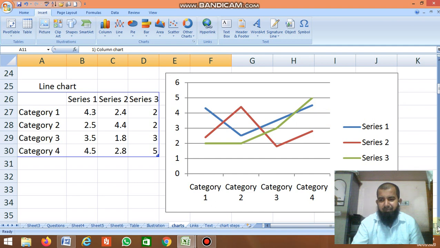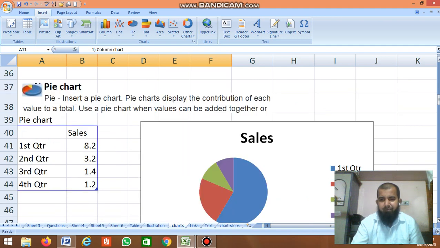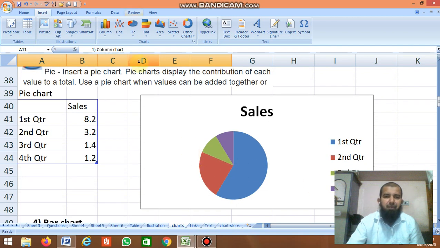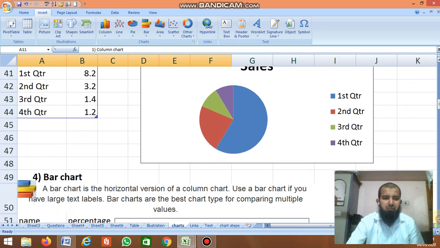Next, third one, pie chart. A pie chart displays the contribution of each value to a total. Use the pie chart when values can be added together. See, for example, here there are 4 quarters: first quarter, second quarter, third. These are the sales. So the first quarter has this many sales, the second quarter this one, like this. You can easily identify.